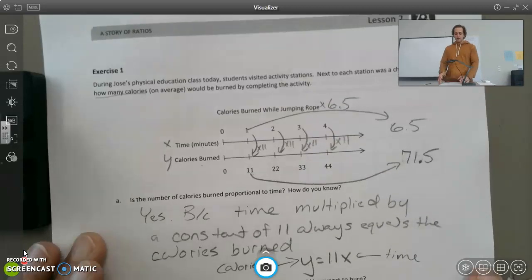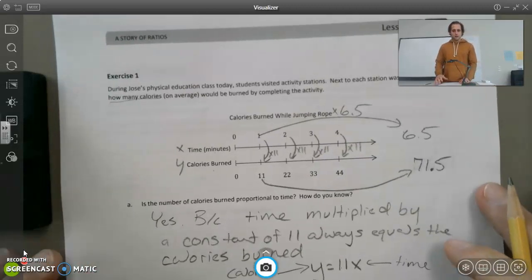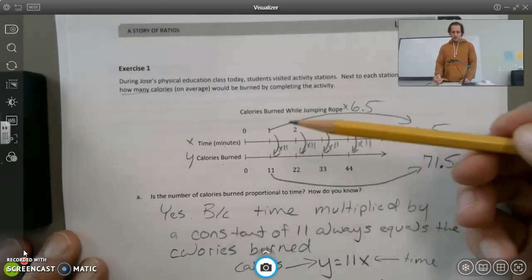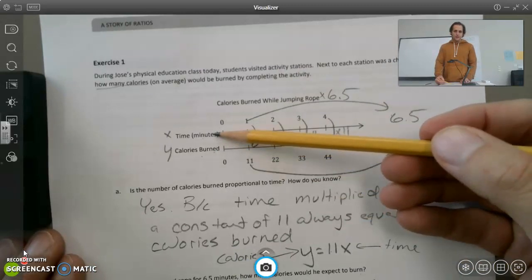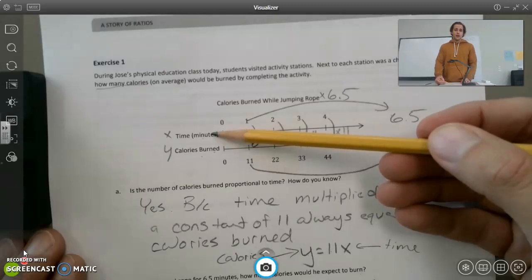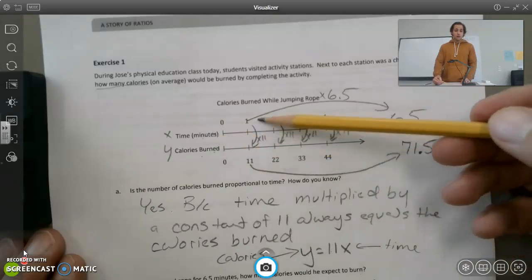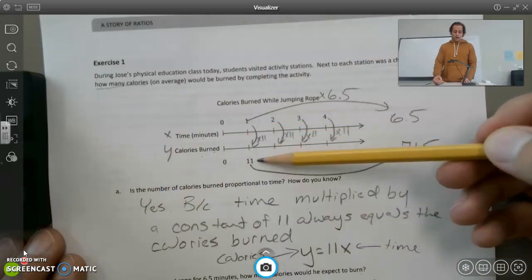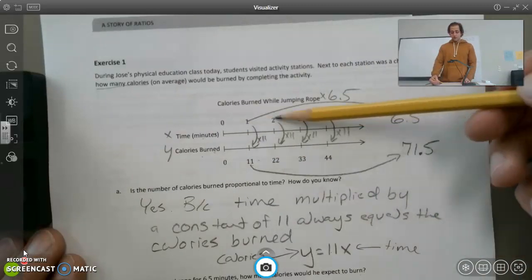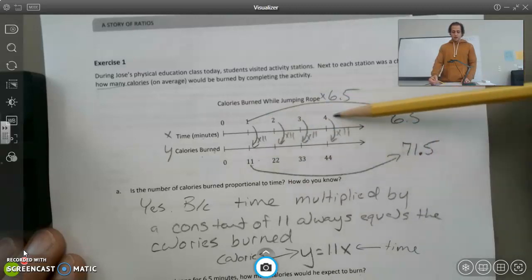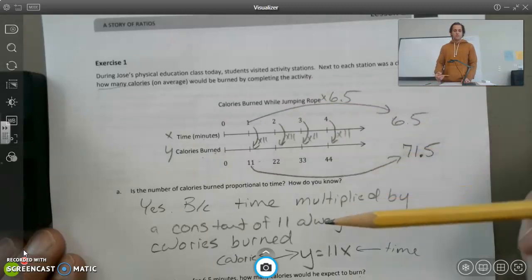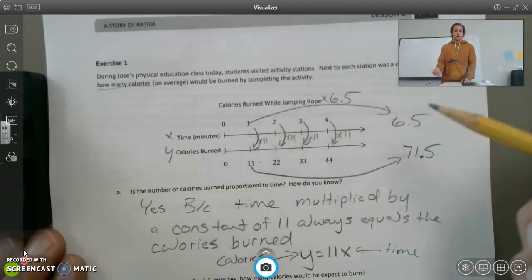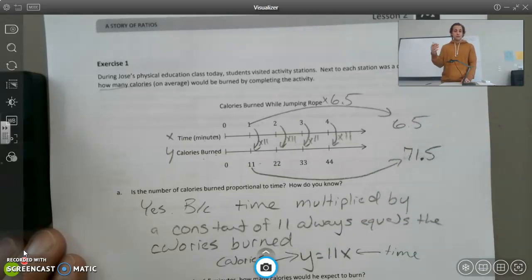And this reminds me to connect this back to something you talked about in 6th grade. When I look at this and say calories burned per minute, that should really remind you heavily of something from 6th grade. And that is a unit rate, right? 11 calories per minute. So if we look through here, you could take any of these relationships, 33 calories in 3 minutes, 44 calories in 4 minutes, and you could calculate a unit rate of 11 calories per minute.